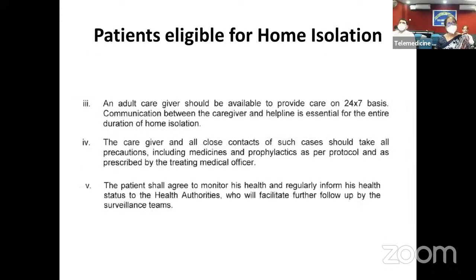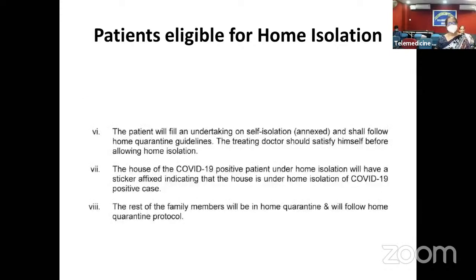An adult caregiver should be available to provide care on a 24/7 basis, and communication between the caregiver and the helpline is essential for the entire duration of the home isolation. The caregiver and all close contacts of such cases should take all the precautions, including prophylactic medicines as per protocol, and as prescribed by the treating medical officer.